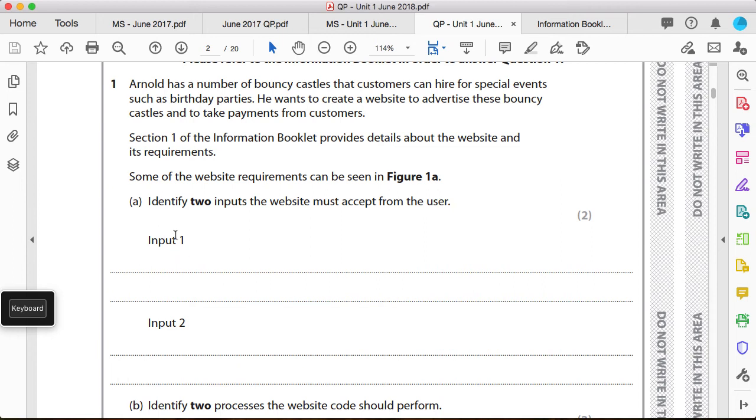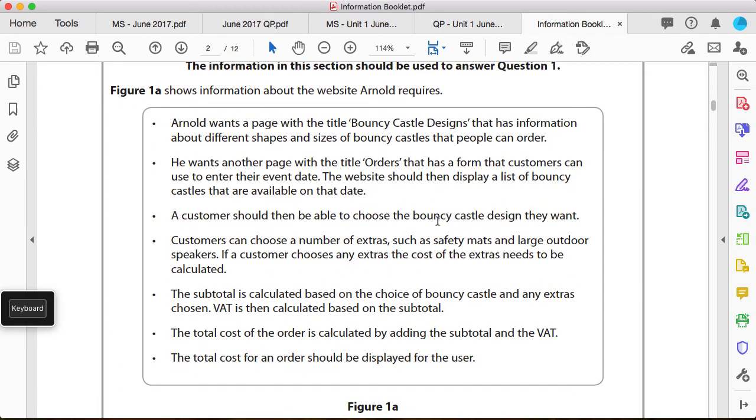Okay, so again, inputs we've covered already. This sort of question is extracting information from the information booklet. So it's 1A. If I go here, it tells us Arnold wants a page with the title Bouncy Castle. That's fine. He wants another page with the title Orders. The customers should then be able to choose the Bouncy Castle design that they want. The customer can choose a number of extras, such as safety mats, large outdoor speakers, and extras. And then the subtotal is calculated.